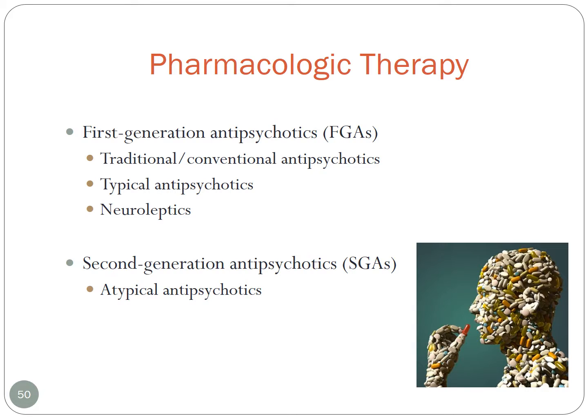In regard to treatment, we have our first generation antipsychotics and second generation antipsychotics, which is primarily the preferred terminology for these classes of medications. You may hear people refer to first generation antipsychotics as either traditional or conventional antipsychotics, typical antipsychotics, or neuroleptics. You may also hear people refer to the second generation antipsychotics as atypical antipsychotics.